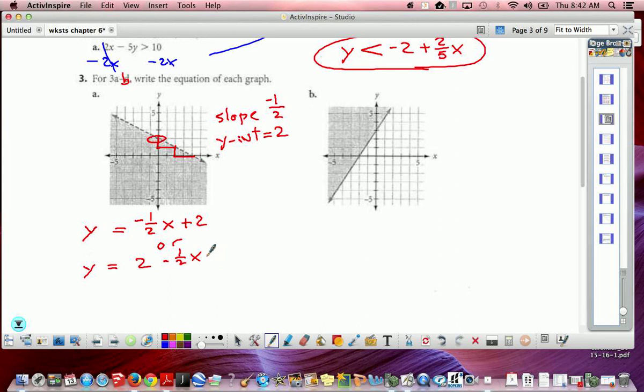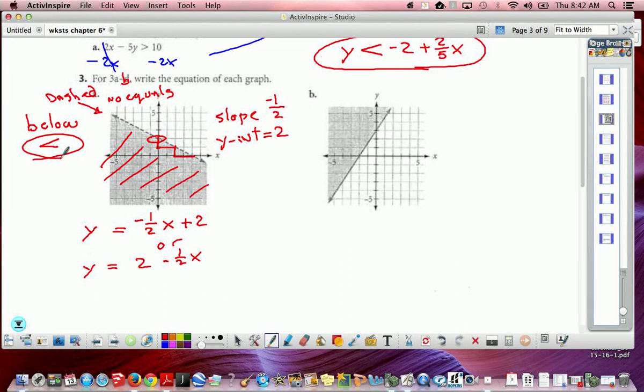So now the shading of the line determines your inequality. Since it's below, it's going to be a less than. Since it's dashed, you do not include the equals. So my inequality sign is just a less than. So my final equation would be y is less than -1/2 x plus 2, or if you said y is less than 2 minus 1/2 x, either is acceptable.